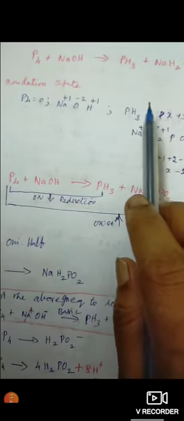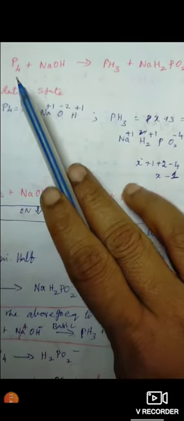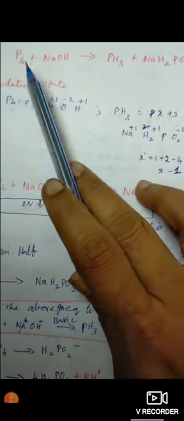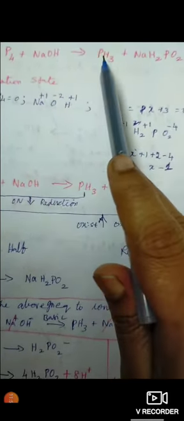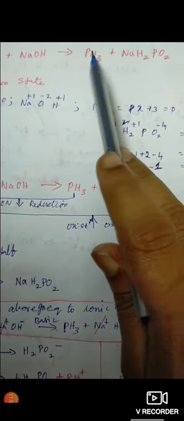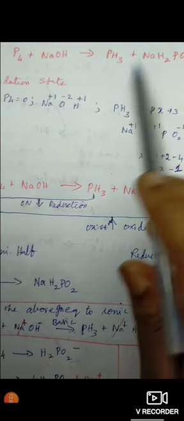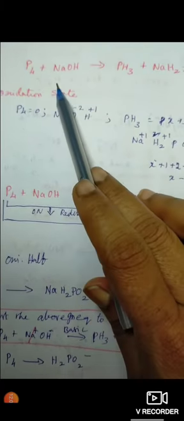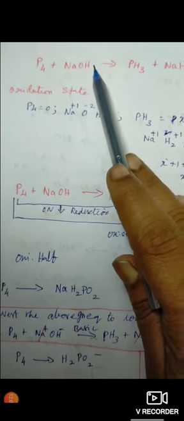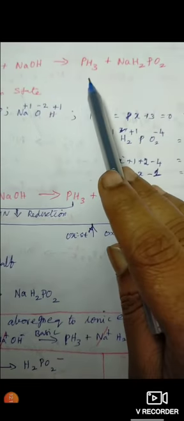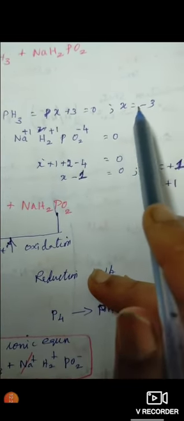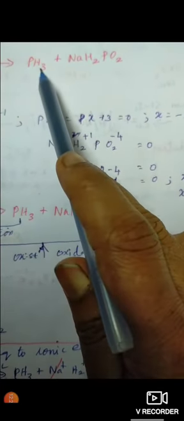Another example here is a disproportionation redox reaction. Disproportionation redox reaction means one element will show different oxidation numbers. Here phosphorus is there in the reactant side, and in the product side phosphorus is there in 2 places, in different oxidation states. Look at the oxidation state of P4, 0, and NaOH, Na plus, O minus 2, H plus, and PH3. The oxidation state of phosphorus is X plus 3 equal to 0, so X is equal to minus 3. Here it is minus 3.